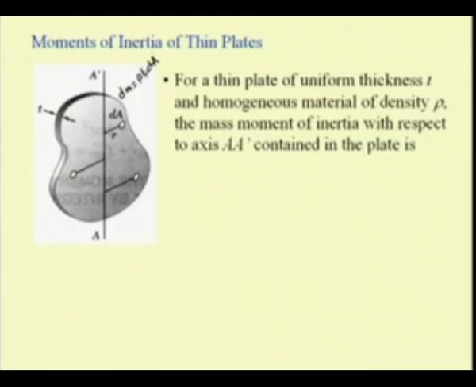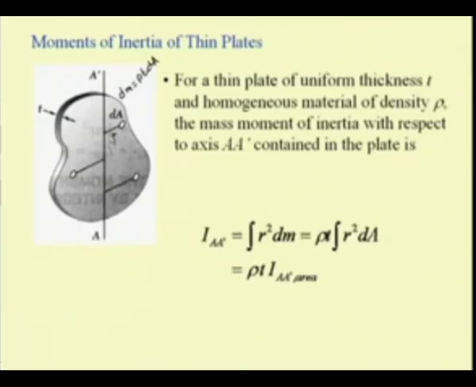Since we are assuming that this T is constant and this rho is constant, if we use this area element to determine the second moment, we have already seen how to determine the second moment of the area with respect to a given axis, then we can also find the second moment of the mass with respect to the same axis. So, that is what we are going to do now. So, we have this A prime, which is nothing but the second moment of this mass element with respect to this axis A prime.